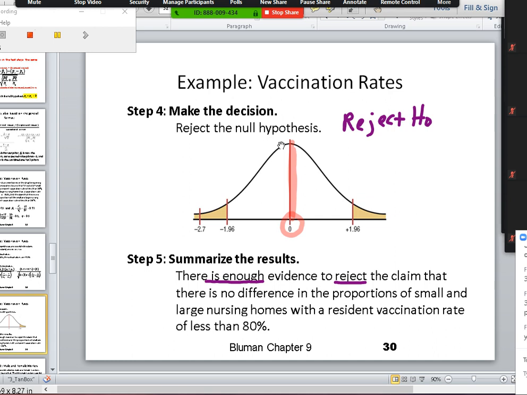So because I rejected H naught, I do have enough evidence. And again, my claim was H naught. So because my claim was H naught, I use the word reject here because rejecting H naught rejects my claim. So there is enough evidence to reject the claim that there's no difference in the proportions of small and large nursing homes with resident vaccination rates of less than 80%.